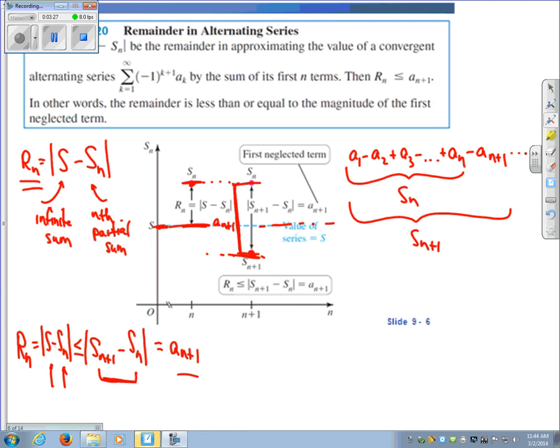But that difference is just that one term. Okay, so what this remainder theorem is saying is that if we have an alternating series, then the remainder is less than or equal to that next term, the n plus first term. So the remainder for using S sub n as an approximation will be the size of this term right here. So that number itself will be greater than or equal to how far off the nth partial sum is from the exact infinite sum. Okay, so the remainder is less than or equal to the magnitude of the first neglected term, that n plus first term.